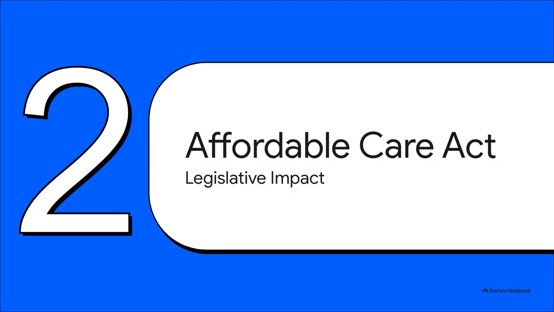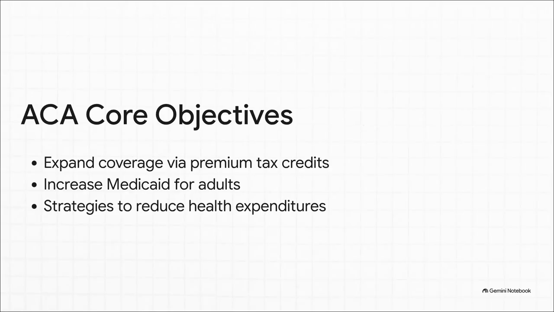Moving right along to Section 2, the Affordable Care Act. To actually bill properly in today's landscape, you have to understand the legislative foundation we're working under. As a billing professional, you really need to know the three core objectives of the massive 2010 Healthcare Reform Bill, which we all know as the ACA. This law fundamentally changed eligibility and funding across the board. First up, it aimed to expand affordable coverage by offering premium tax credits, basically subsidies that reduce prices, to households with incomes between 100% and 400% of the federal poverty level.